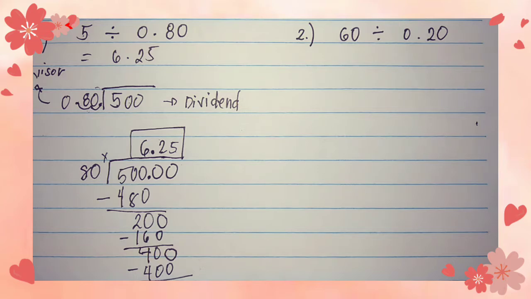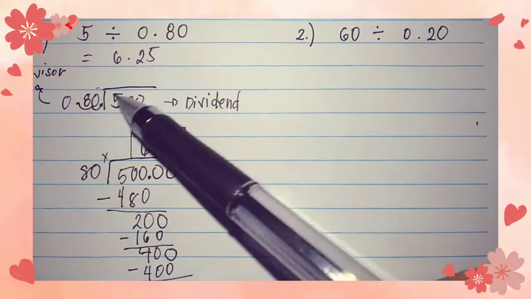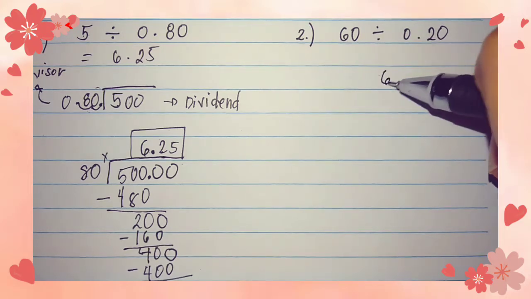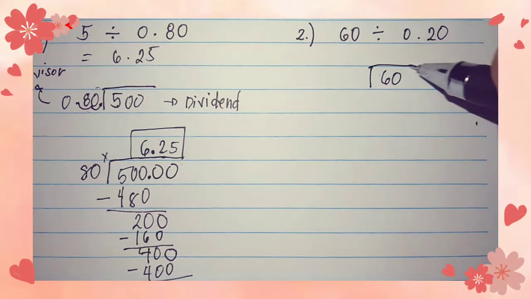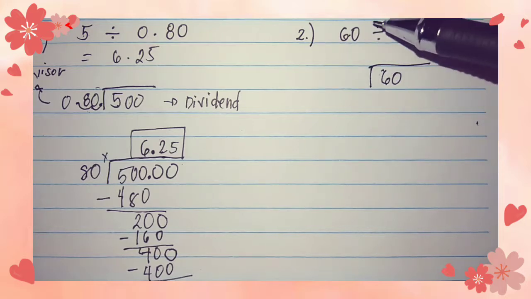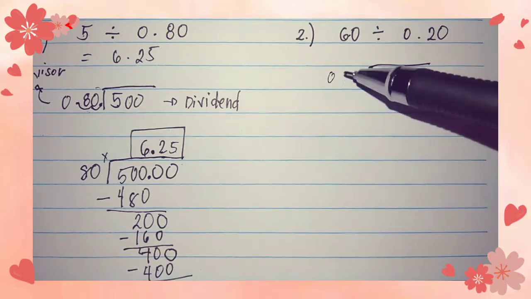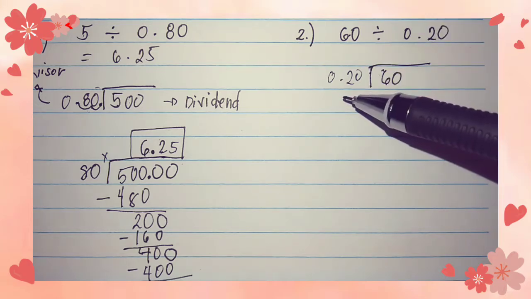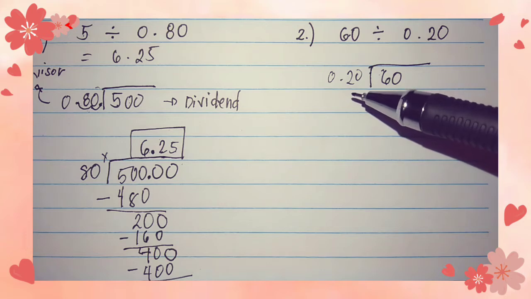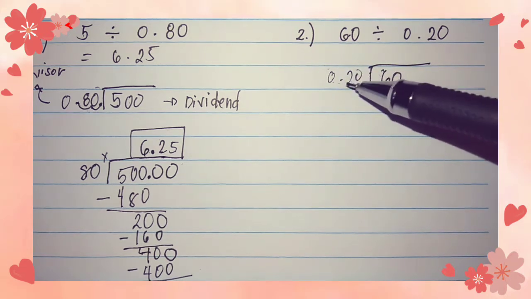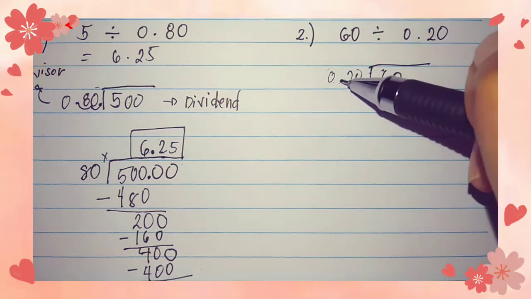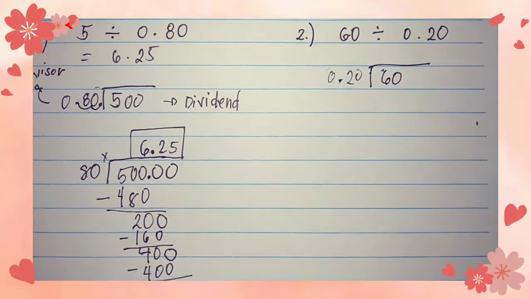So, what are we going to do is ilagay muna ulit natin siya sa ganitong form. Ayan. So, we have 60 as our dividend divided by 0.20. Okay? So, the first goal is to make the divisor a whole number. Okay? Make this a whole number. Ito yung divisor natin, yung nasa labas. So, don't forget that. Alright? So, move tayo from left to right.